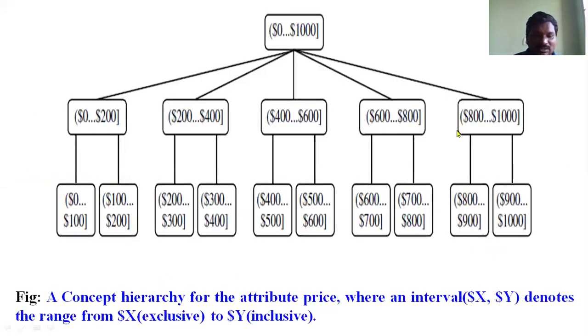Here, for example, the concept hierarchy for the attribute price. Zero to $1,000 is the concept hierarchy. It is divided into $0 to $200, 200 to 400, 400 to 600, and so on. Then this 200 is divided into 0 to 100 and 100 to 200. Again this 100 is divided into 0 to 50, 50 to 100. Like that you divide the concept hierarchy in this way.